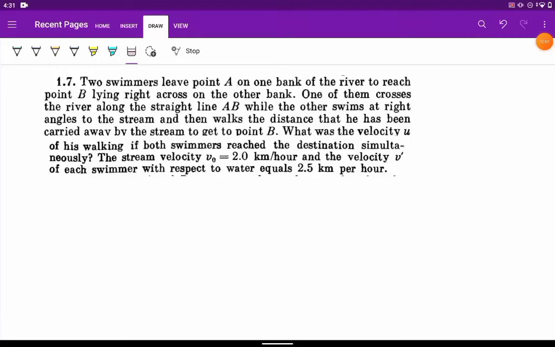So this question is also about vector addition and subtraction. So let's go to the question. There are two swimmers that leave point A on one bank of the river to reach point B lying right across on the other bank. One of them crosses the river along the straight line AB while the other swims at right angles to the stream. Okay, I think it will be better if I start drawing.